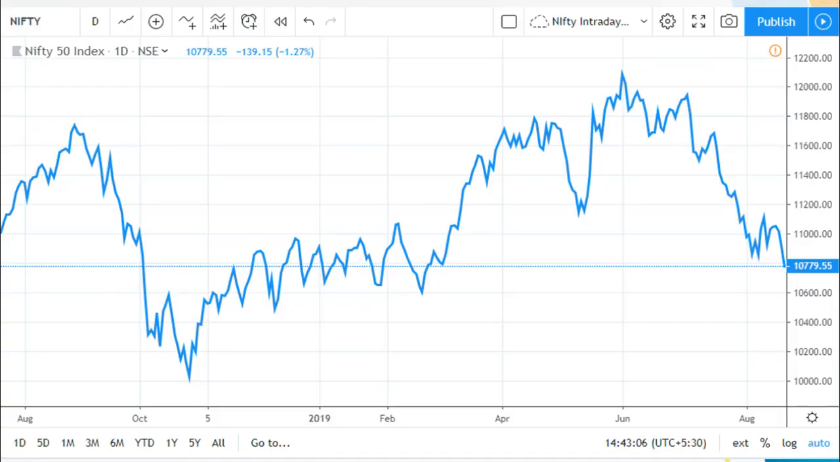So here we can see the Nifty 50 index's line chart. This is the one-day line closing price, which has been plotted on the chart. This indicates, from August of the previous year to the current August, the movement of the stock price over the time period.